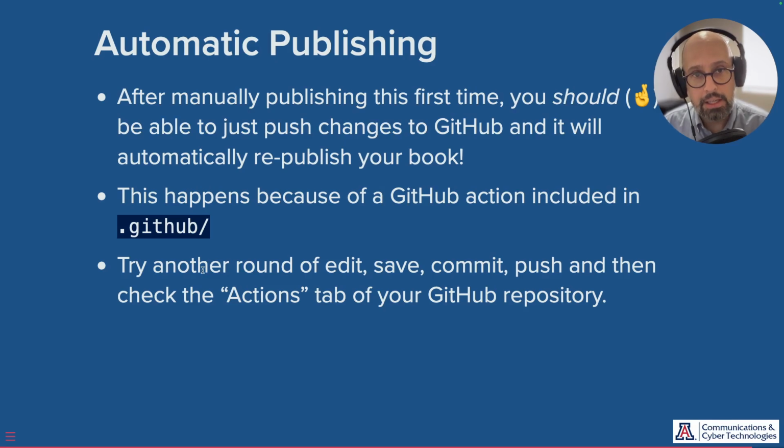This, by the way, if you've been following along, you may have gotten some emails about a GitHub action failing, and that is normal. When we first set this up, every time you push changes to GitHub, it was trying to run this action, but because we hadn't done that publish the first time, it was failing. But now that we've published it, you shouldn't get those failed emails anymore unless something goes wrong.